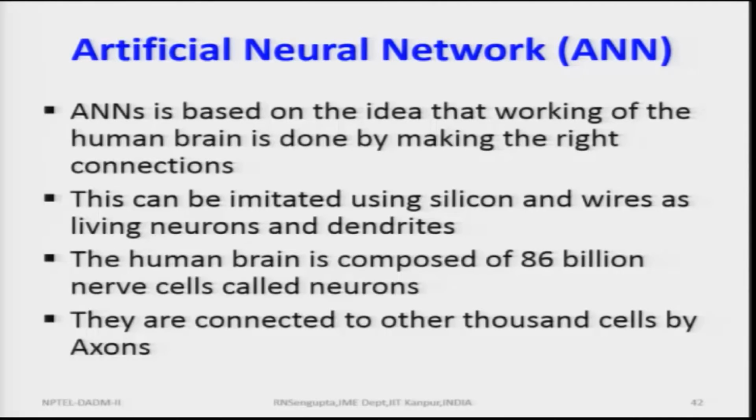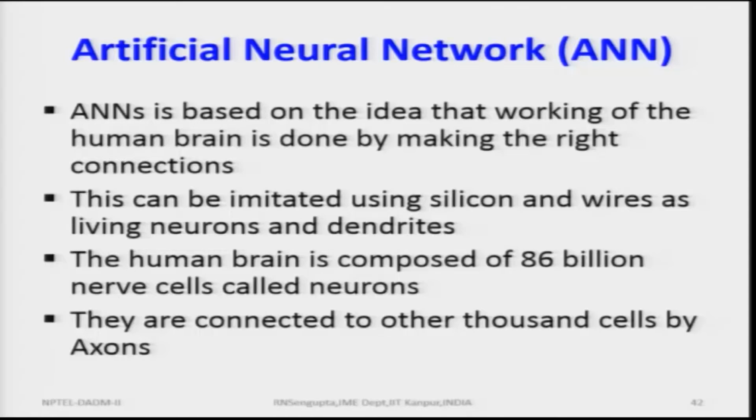Now, the way the human brain works, the passing of information through the neurons, will be replicated as an ANN, as we did for the artificial immune system. The second point is, this can be imitated using silicon and wires as living neurons and dendrites. The nervous system would be converted into artificial neuron systems, where information can be passed and processed. The human brain is composed of 86 billion nerve cells called neurons, and we will try to replicate the neuron in a very simplistic sense.